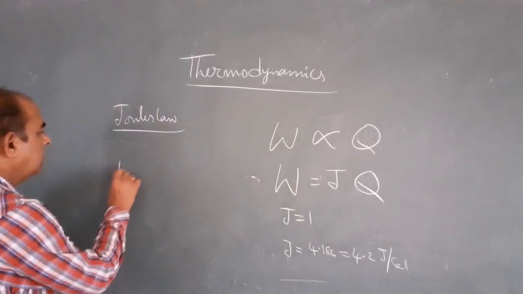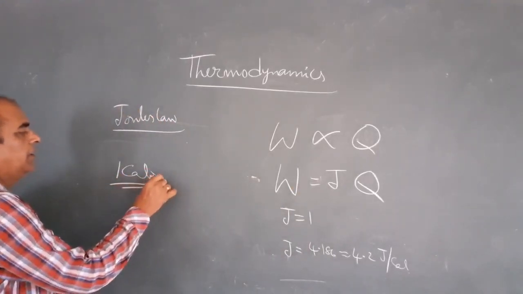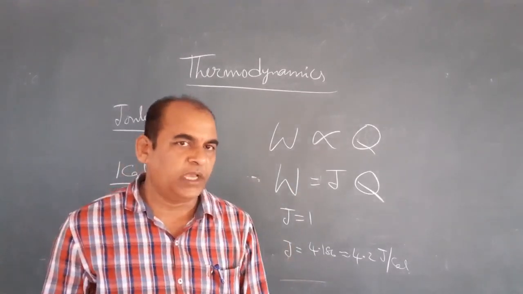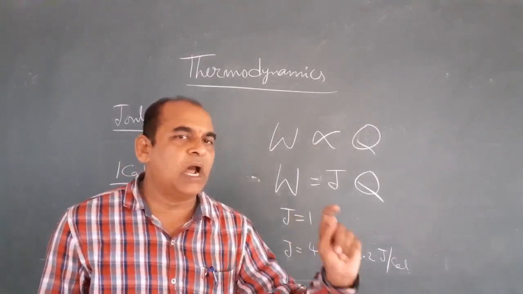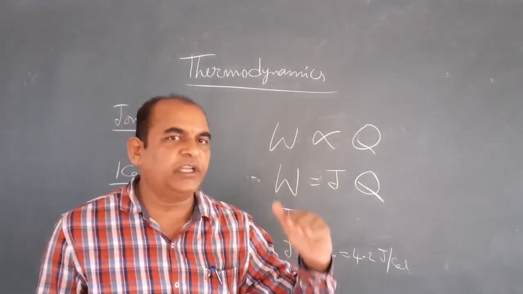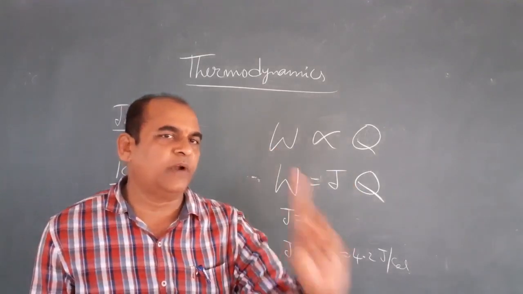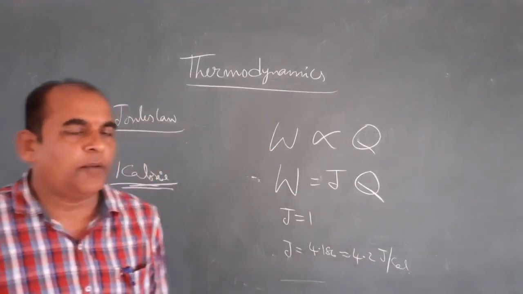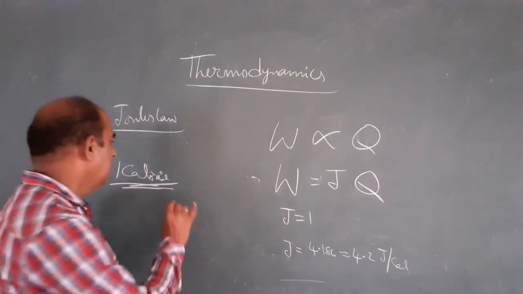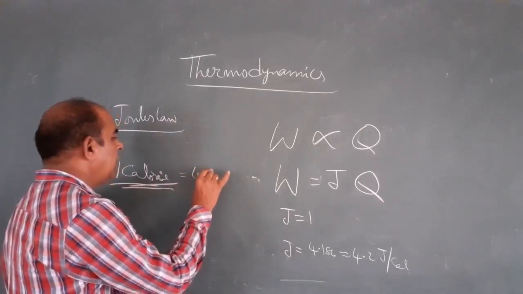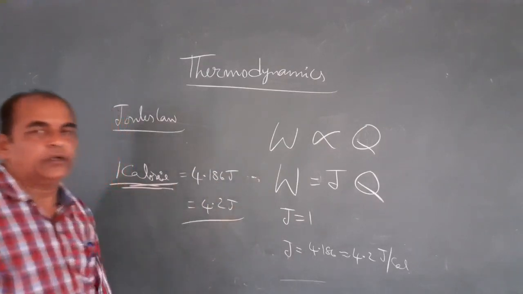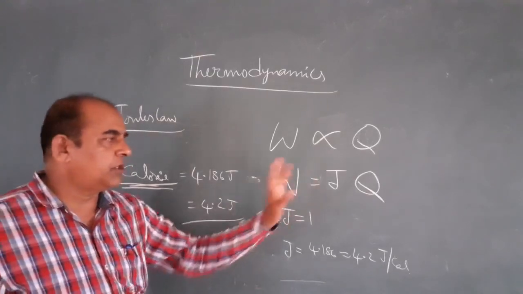And the definition of 1 calorie: the amount of heat energy required to raise the temperature of water of mass 1 gram from 14.5 degrees centigrade to 15.5 degrees centigrade. That means by 1 degree centigrade. That is a calorie. Therefore, 1 calorie is equal to 4.186 joules, or approximately 4.2 joules. And Joule's law, W is equal to JQ.